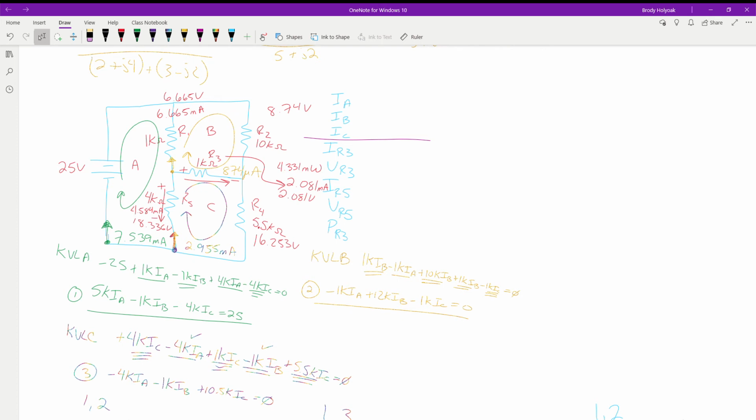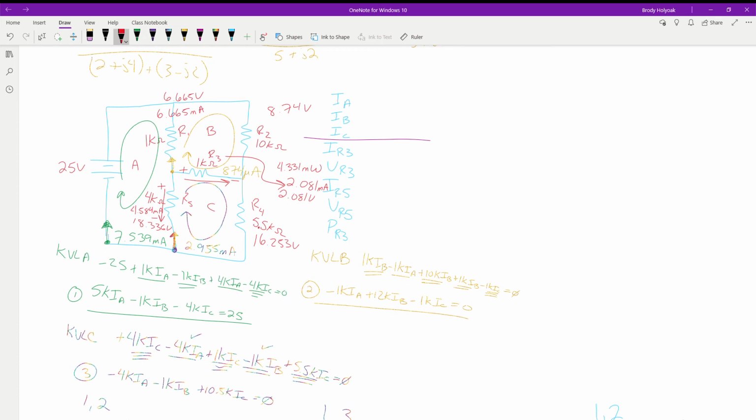So we know we have 25 here. We should have 25 positive that direction because we have 25 negative. So we get 8.74 and the 16.253, 24.993 volts. Okay, so we're good that direction. The other way is we want to do this loop between R1 and R5. So again, we have the 6.665 and we have the 18.336. That gives us, this loop is 25.001 volts. So again, roughly the 25.